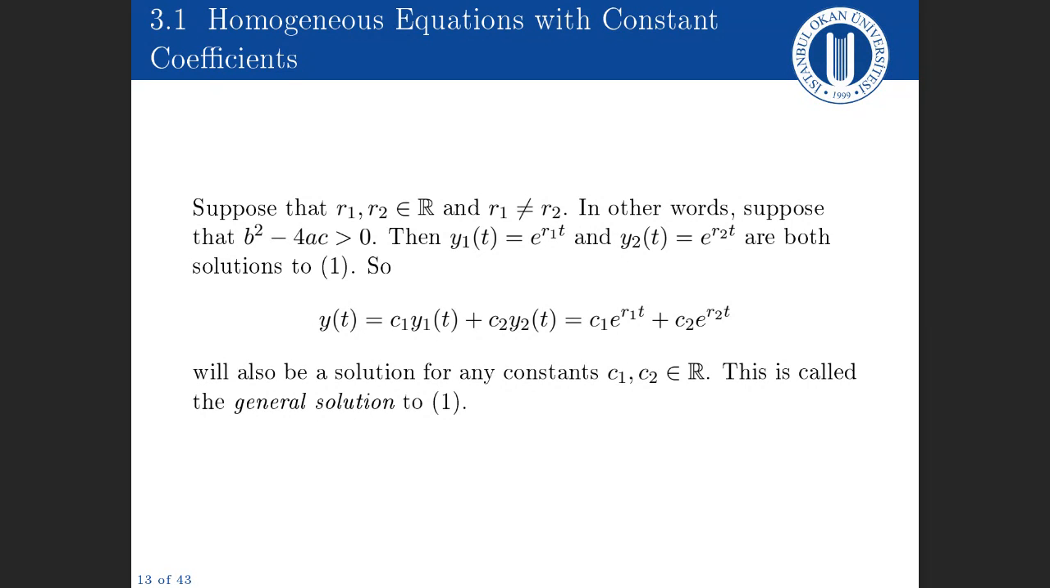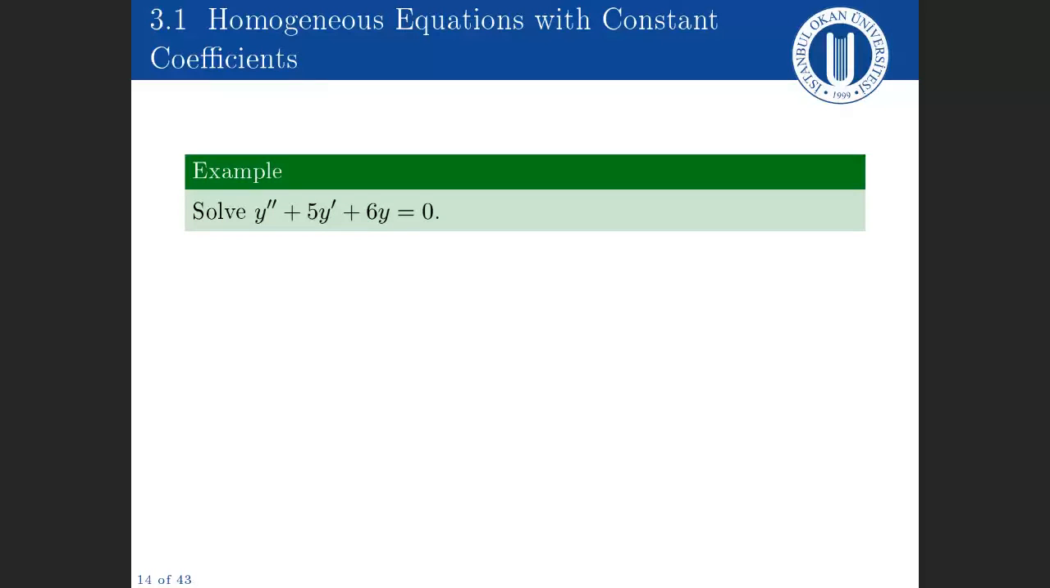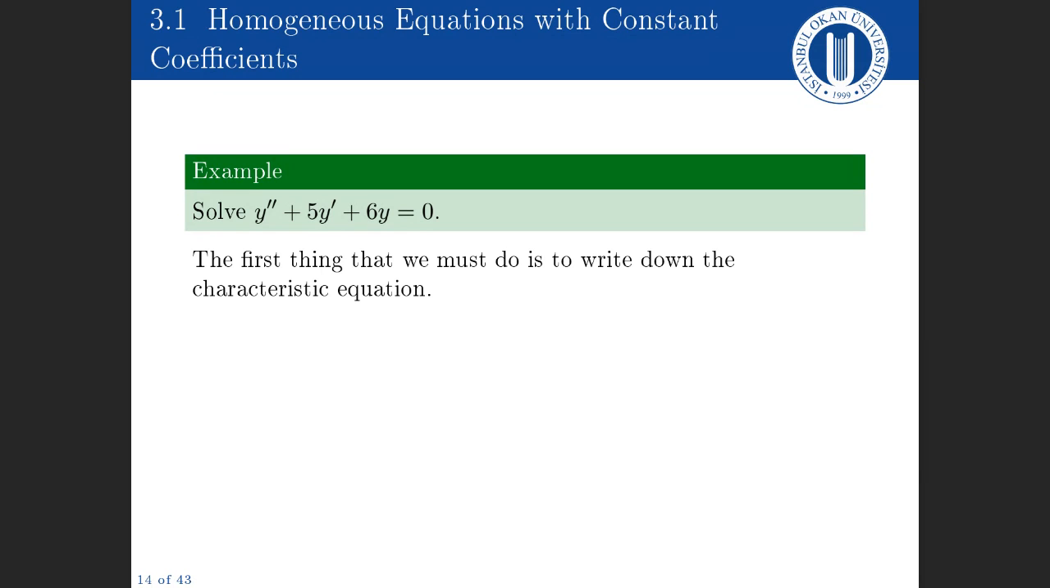Okay, that's the theory. Let's do an example. Solve y double prime plus 5y prime plus 6y is equal to 0. The first thing we want to do is to write down the characteristic equation. What are the numbers here? There's the number 1, and then the number 5, and then the number 6. These are the numbers we're going to put in our characteristic equation.